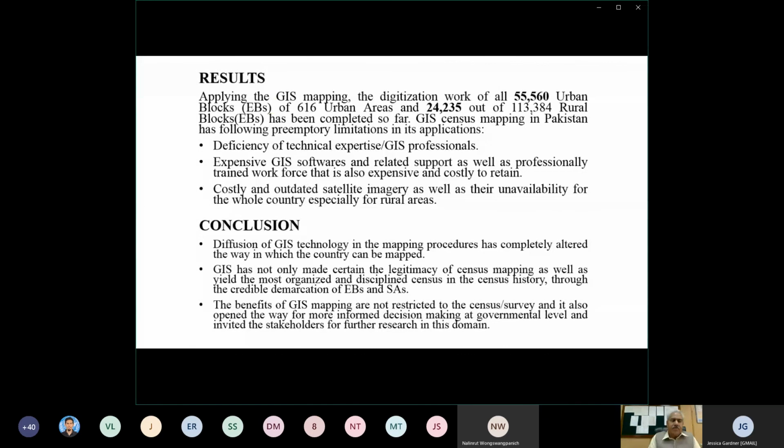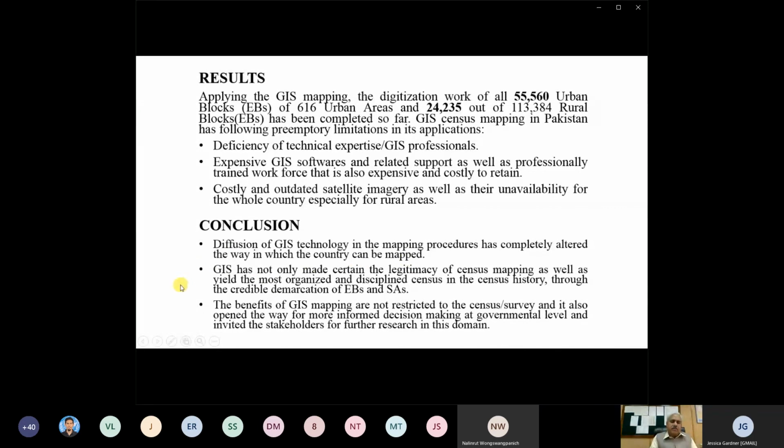We have some limitations in its application. One, deficiency of technical expertise, GIS professionals. Second, expensive GIS software and related support, as well as a professionally trained workforce that is also expensive and costly to retain. And costly and outdated satellite imagery, as well as its unavailability for the whole country, especially for rural areas.